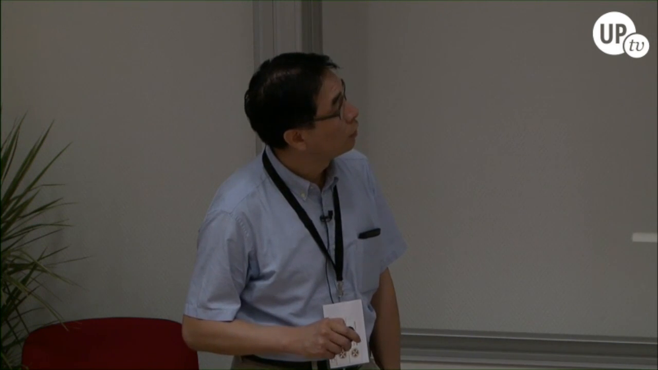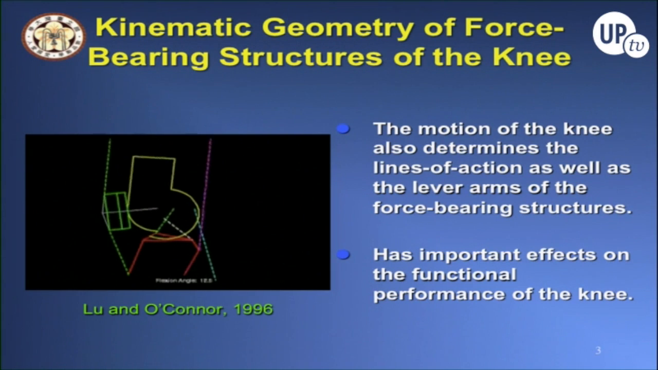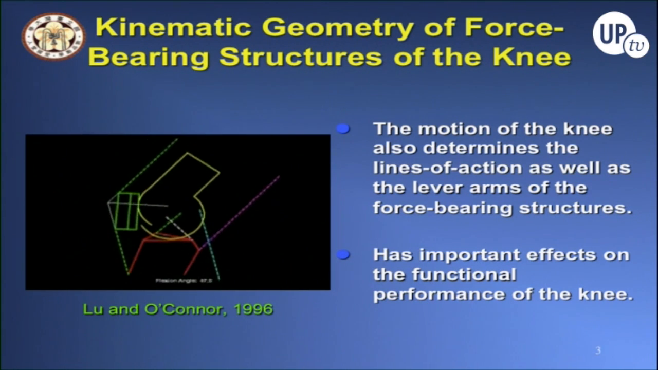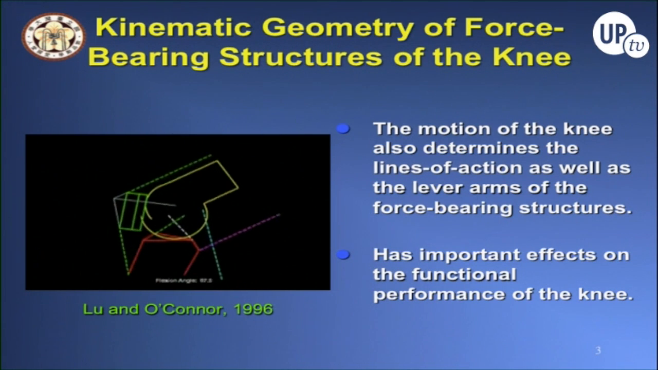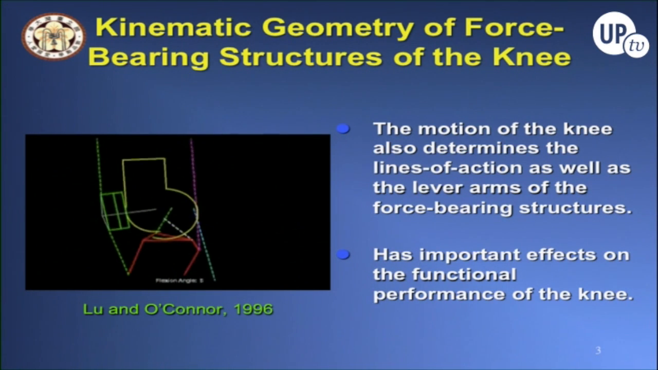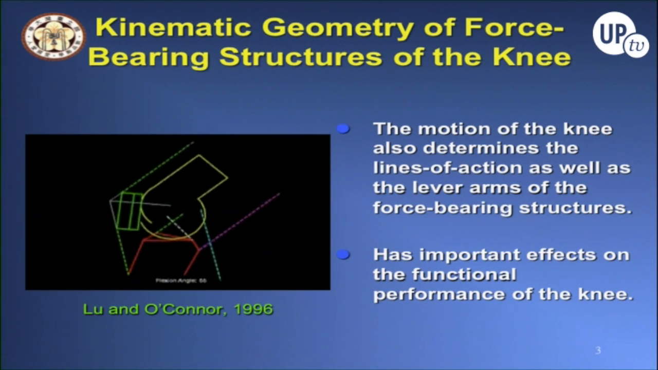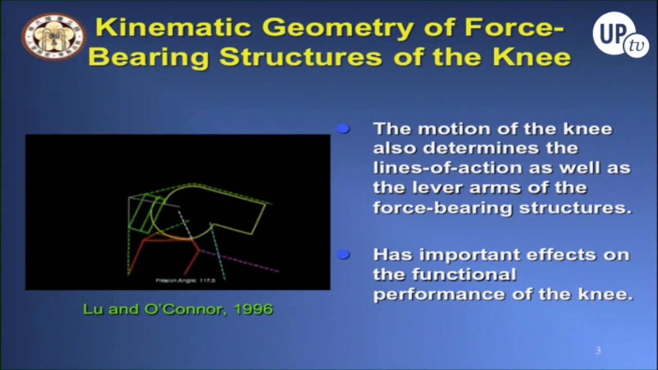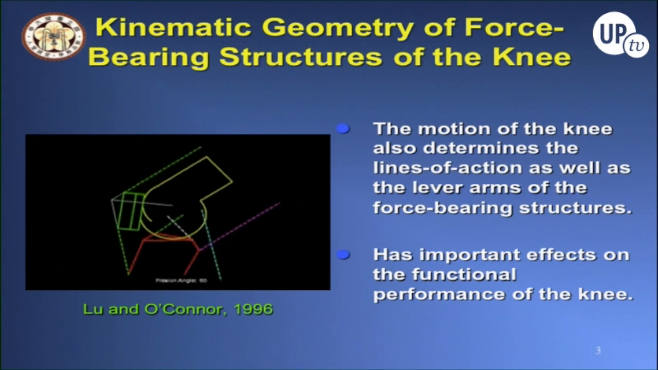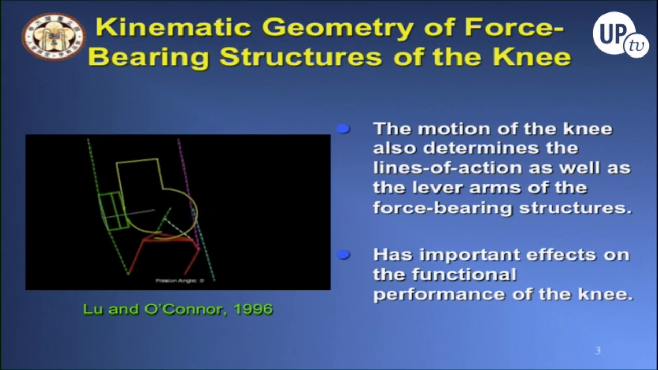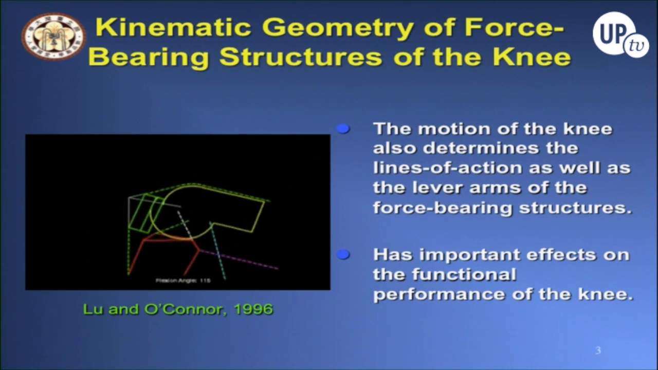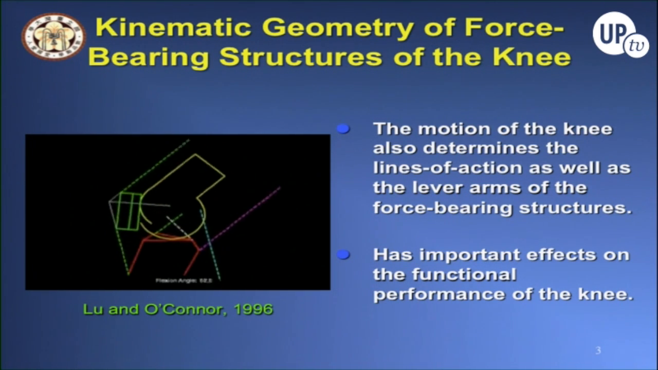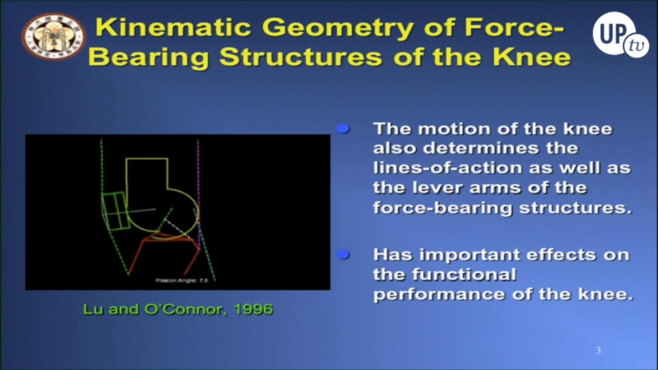On the other hand, the motion of the knee, as you can see from the animation here, also determines the lines of action of the lever arms of the force-bearing structures, which has important consequences and effects on the performance of the knee. On the animation here, the knee is controlled by the two cruciate ligaments, and the lines of action of the patellar tendons and gastrocnemius tendons, etc., are controlled by the motion of the knee as well.